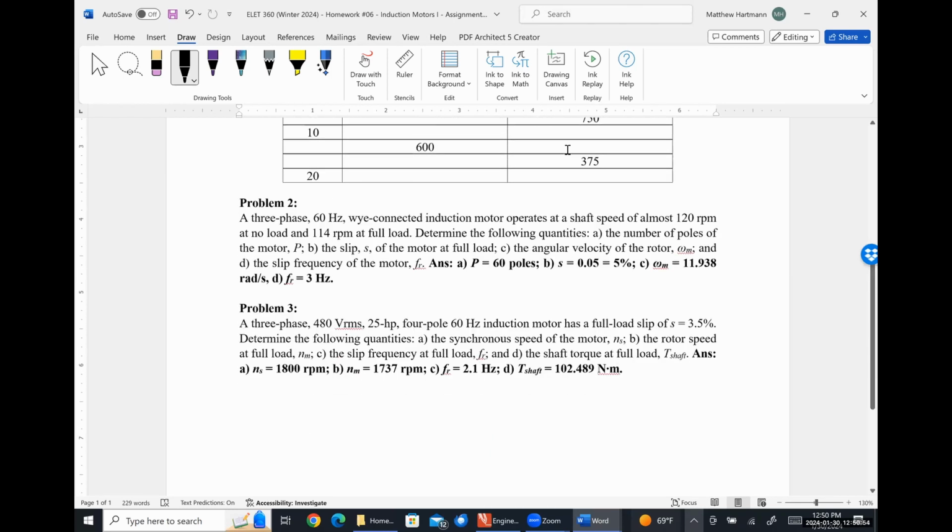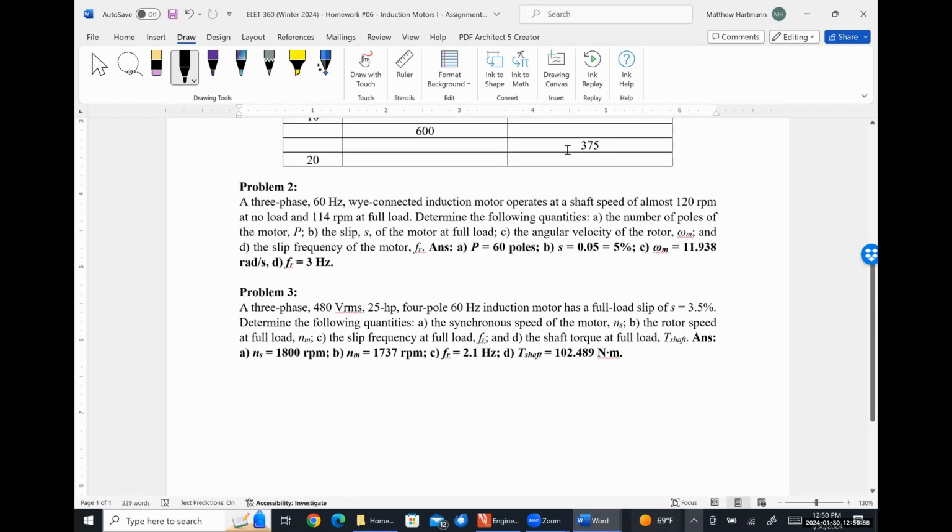All right, so problem 2. We have a 3-phase 60 hertz Y-connected induction motor that has a shaft speed of almost 120 RPM at no load and 114 RPM at full load. We want to know the number of poles of the motor, the slip of the motor, the angular velocity of the motor, and the slip frequency of the motor.